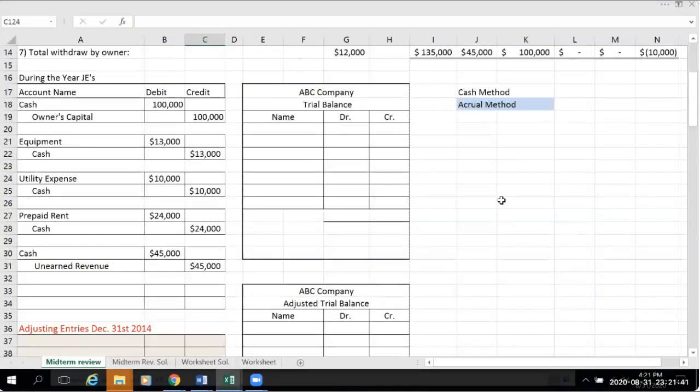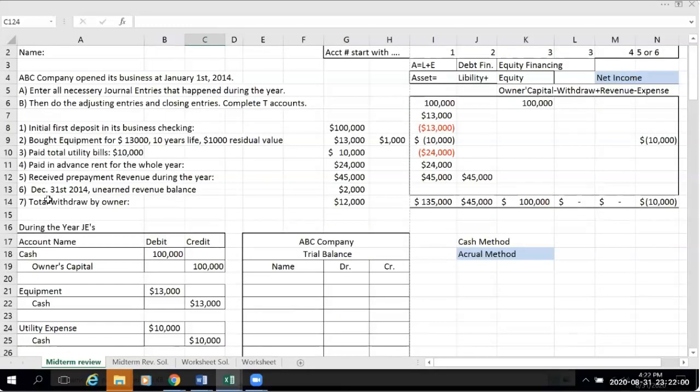So what happened? This is what happened. We put some deposit in the cash. We bought equipment. We paid for utility. We paid for prepaid rent, and we got some cash for unearned revenue.